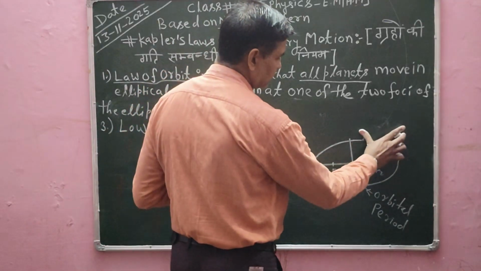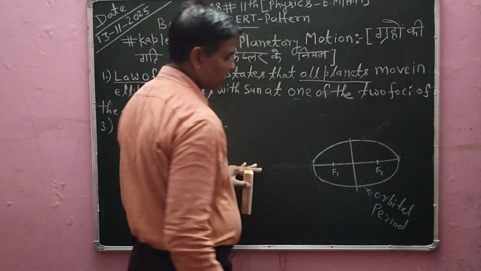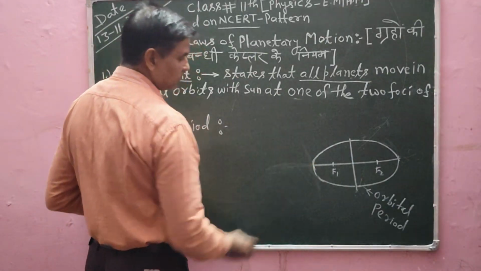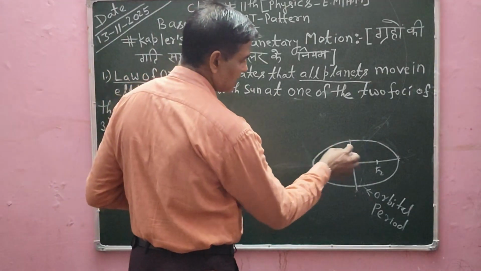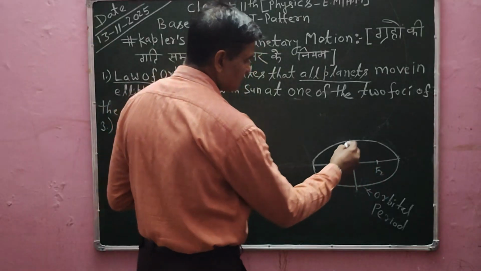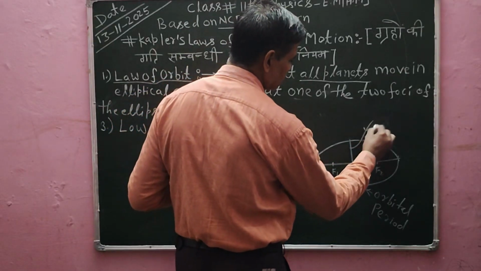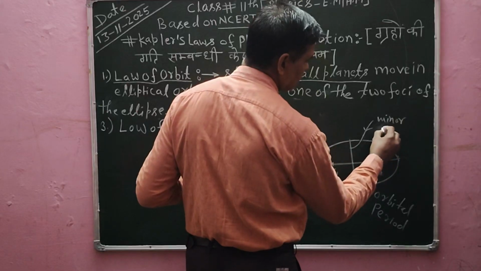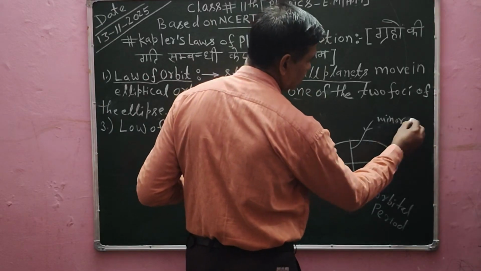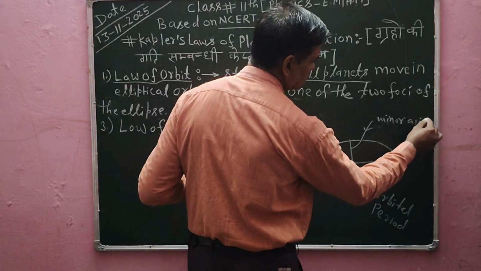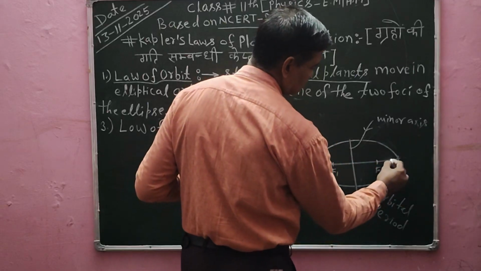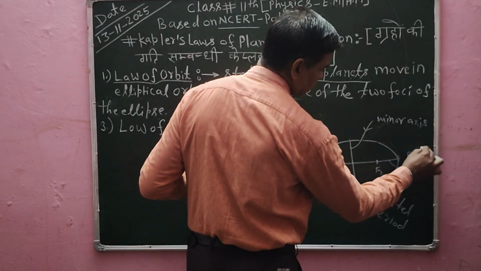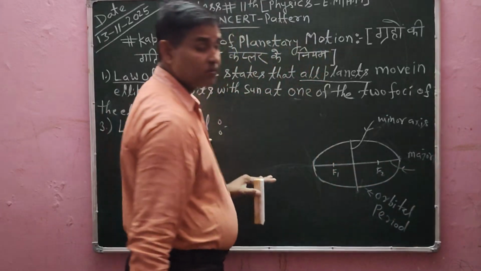Here I will explain one planet that is moving around the sun. So this is the major axis and this is the minor axis. This is the minor axis and this is the major axis.